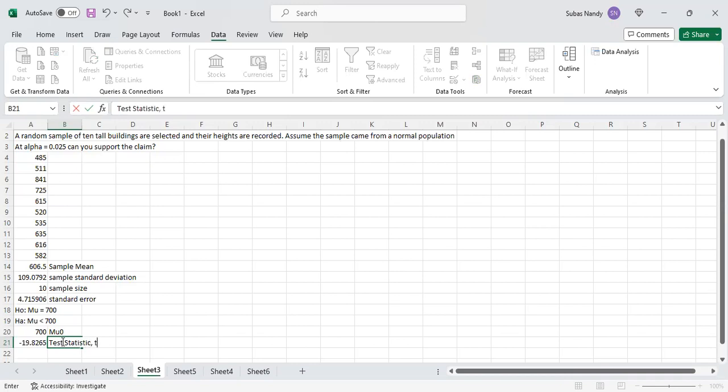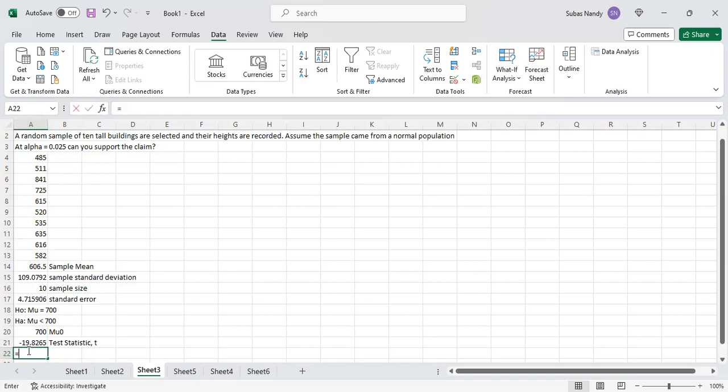T. Okay. Now the test statistic is a characteristic of the sample that we have collected. This tells us that the sample mean of 606.5 is located 19.82 times the standard error below the mean because it's negative. Now we will find the p-value of obtaining a test statistic as low as minus 19.82 or below it.